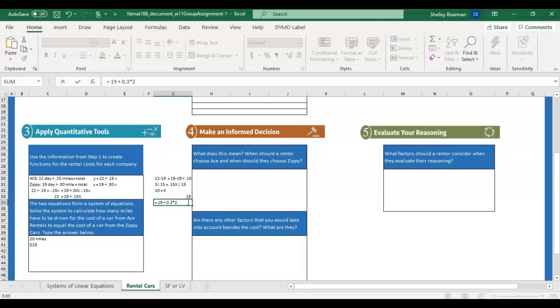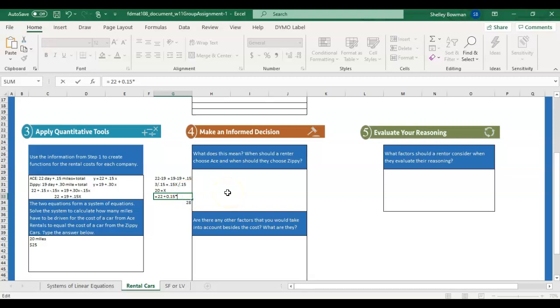Let's do, I don't know, 22 miles, and we have to change it on both of those, 22 miles, and that tells me that it's going to cost a little bit more here. If we want to make that number more dramatic, we can even go higher. Let's go 30 miles and make sure we change it on this one to compare those. And you can see that Zippy will be more money the more miles we go.